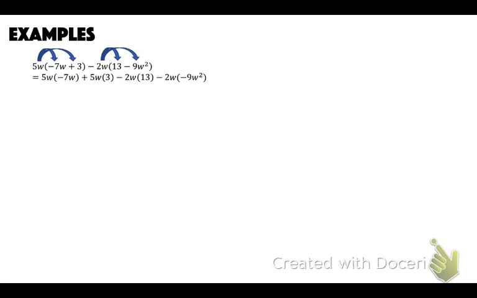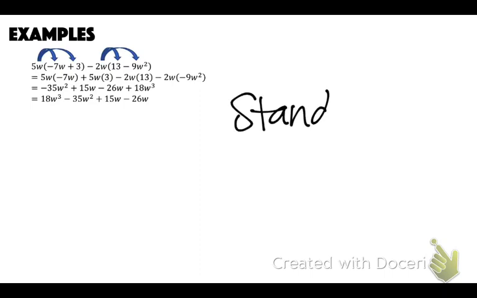5 times negative 7 is negative 35. W times w is w squared. 5w times 3 is 15w. Negative 2w times 13 is negative 26w. Negative 2w times negative 9w squared is negative times a negative is a positive, so that's positive 18w cubed. And then we're just going to combine like terms and put this in standard form. So first I put it in standard form. Remember, standard form is when the exponents go from greatest to least.